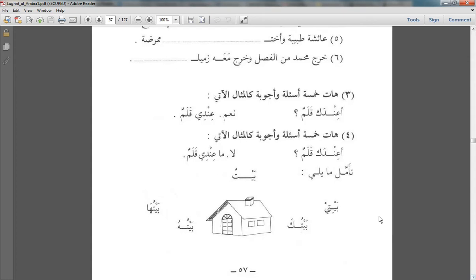Next, they are telling you تأمل ما يلي. Pay attention to the following. The word بيت. بيتي, my house. بيتك, your house when you're talking to a single masculine. بيته, his house when talking about a person in the third person masculine. بيتها, her house when you're talking about one single female.